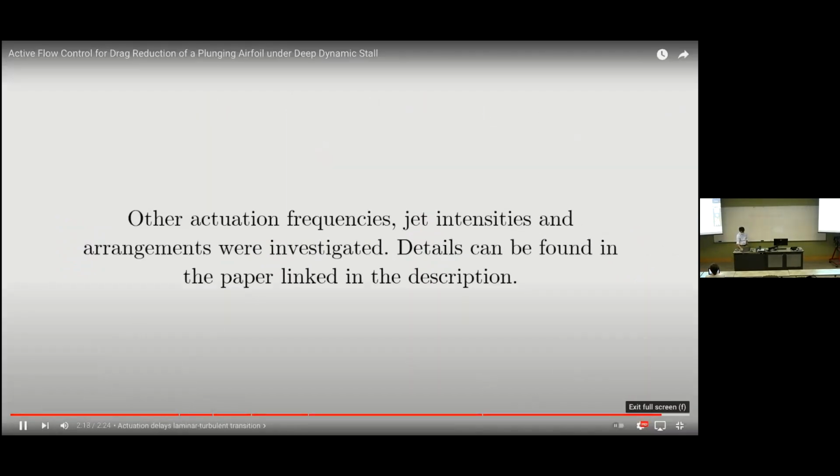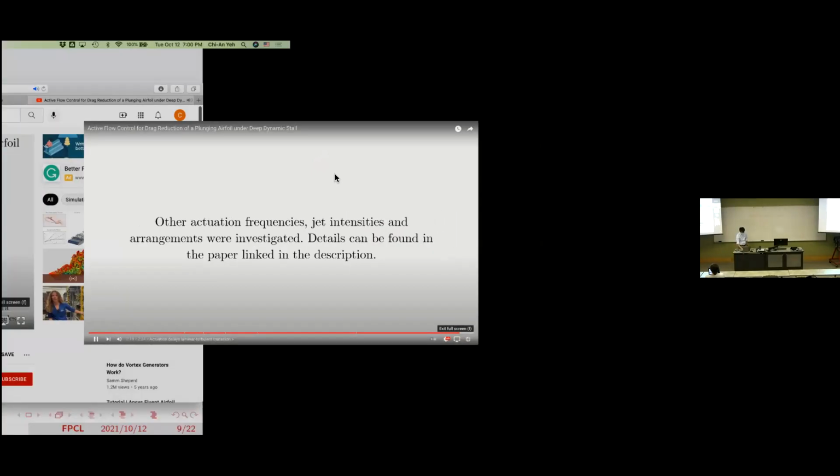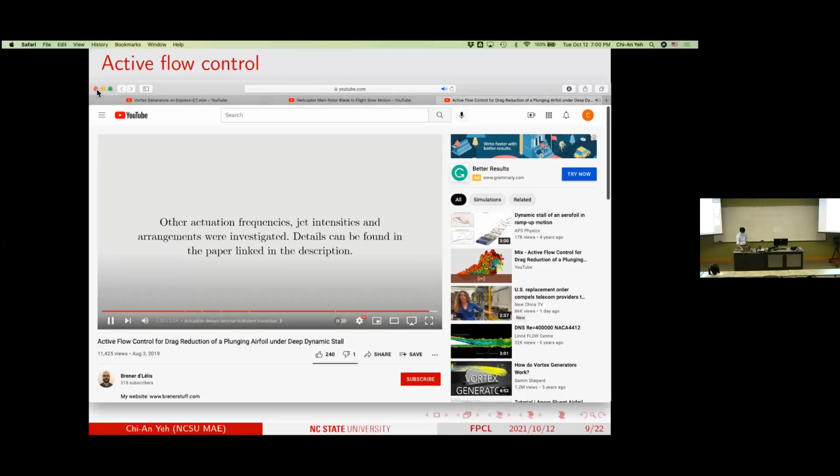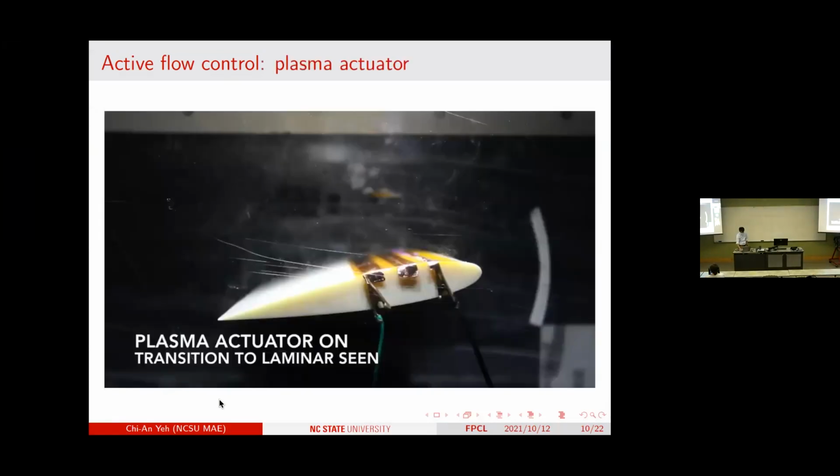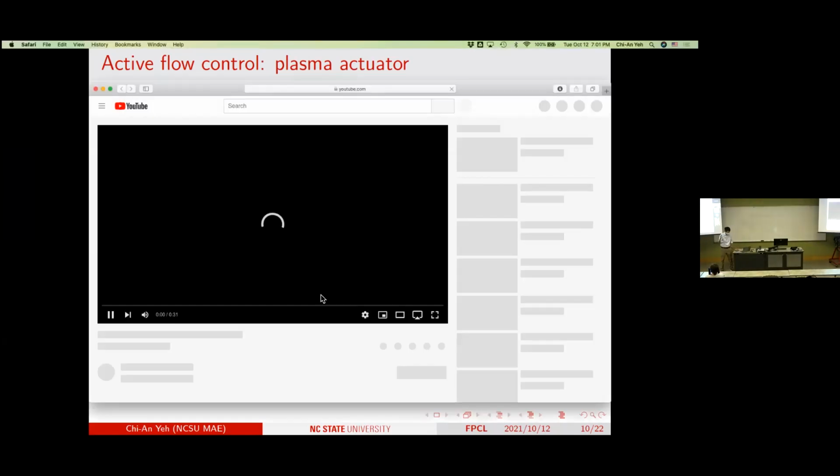All right, I really want to show this, because my colleague did an awesome job making the movie. That's a lot of work, actually. So that's that. This is another movie from work carried out at another university. This is again using plasma actuation to control the laminar to turbulent transition and also to suppress the flow separation.